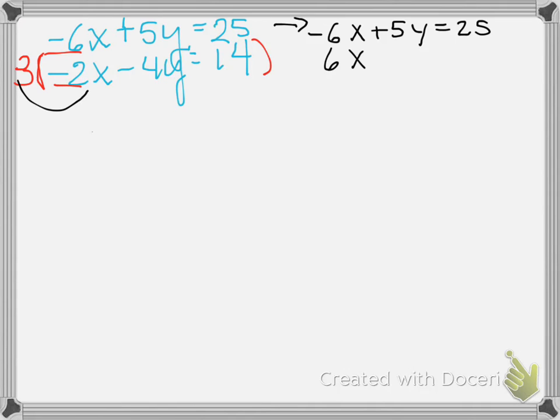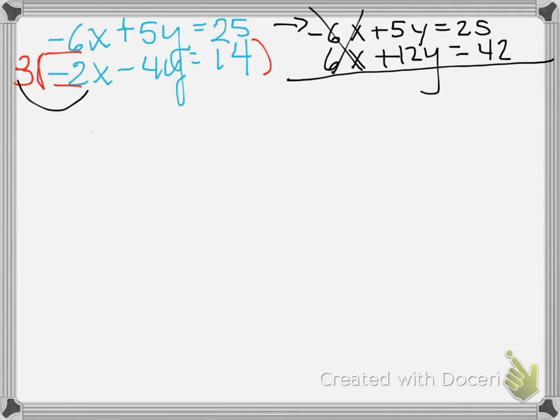And remember, that's a -3. So -3 times a -4 is a positive 12y. And a negative 3 times the 14 is, let me see, 42. And now we have our opposite like terms. And once we have our opposite like terms, we can add the equations.